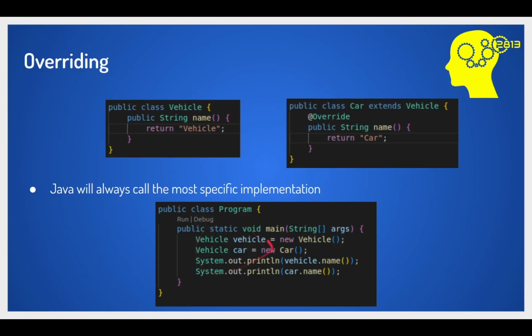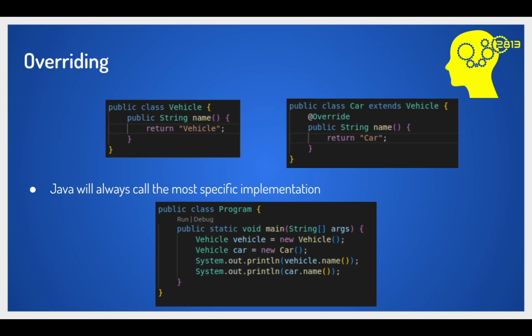So for example, with car, which is an instance of car, it'll see car has a name method, and we'll use this implementation instead of this. This @Override here, this just tells Java, hey, I'm trying to override. And since I'm trying to override, yell at me if I'm not actually overriding anything.